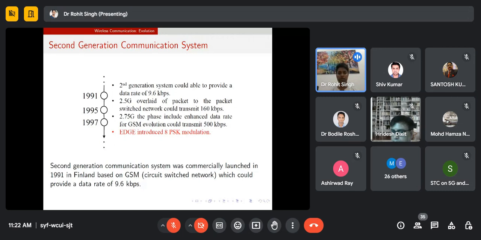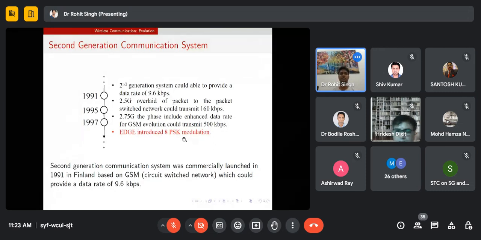Another breakthrough or feature was SMS. We could transfer SMS between the users. Another big change was EDGE, which introduced 8 PSK modulation. It stands for Enhanced Data rates for GSM Evolution. So we will get to know about all these things, what happens, and what advancements have occurred in the subsequent slides.